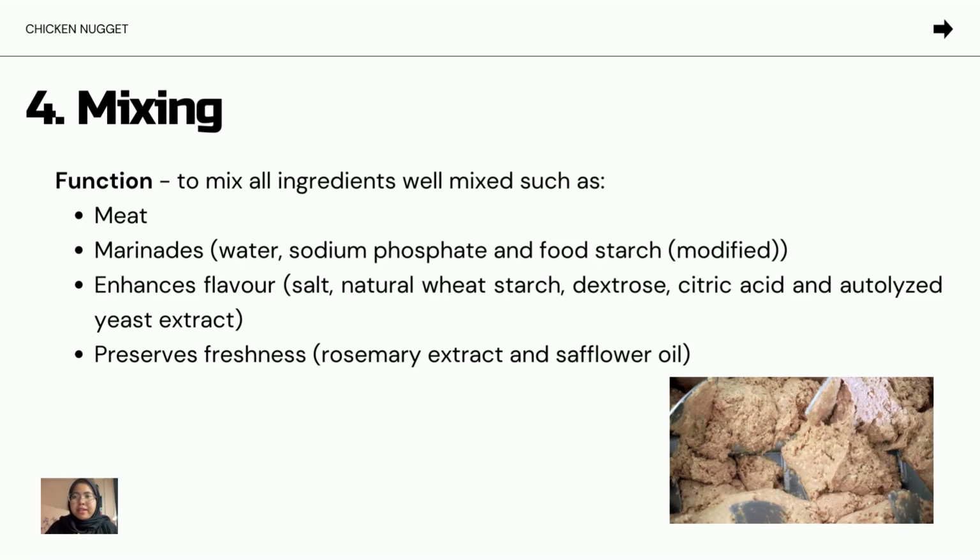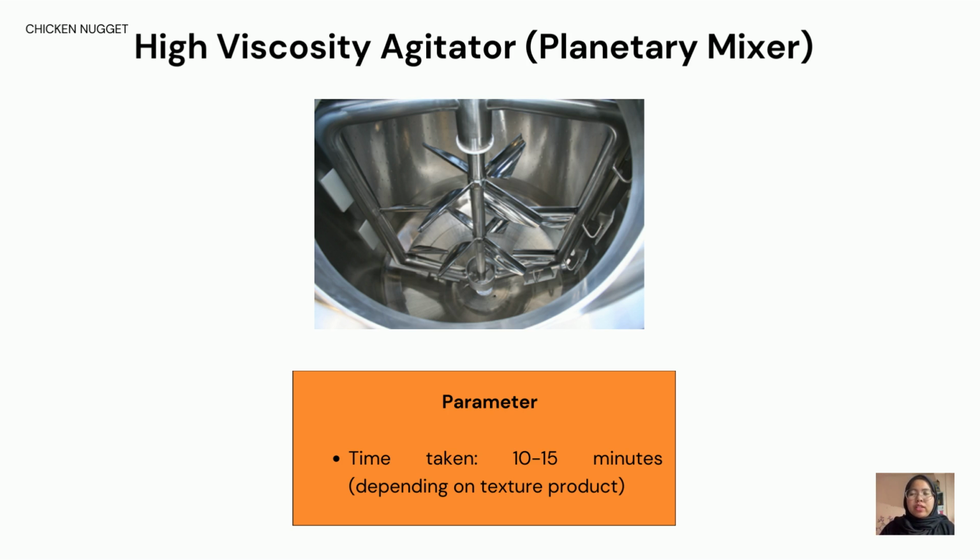The next step is mixing. The process of mixing is to mix all ingredients well, such as meat and marinades, to enhance flavor and preserve freshness. The instrument that I use in this process is a high viscosity agitator, which is a planetary mixer. For the parameters, the time taken is about 10 to 15 minutes depending on the texture of the product.